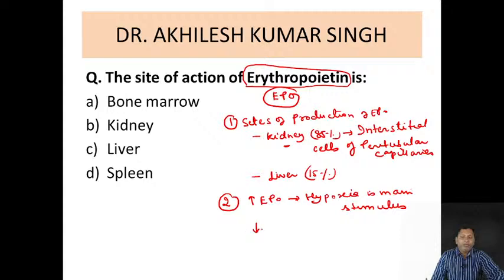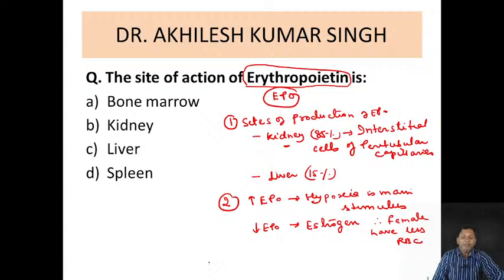And also remember, who will decrease the erythropoietin? Here one hormone name you remember, that hormone is the estrogen, right? So estrogen will decrease the erythropoietin level, right? Therefore females have less RBC as compared to the males.